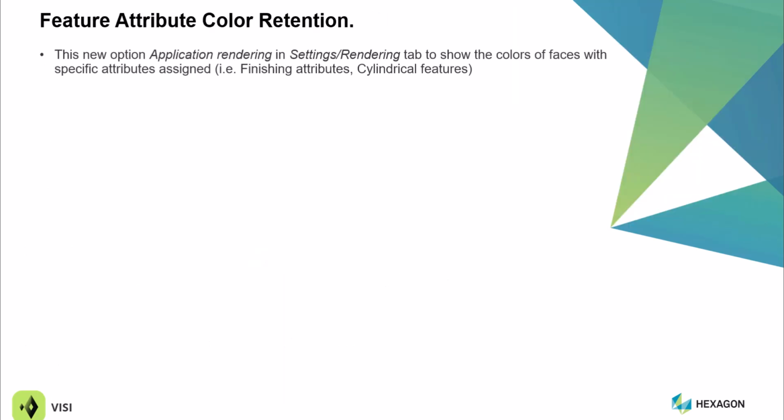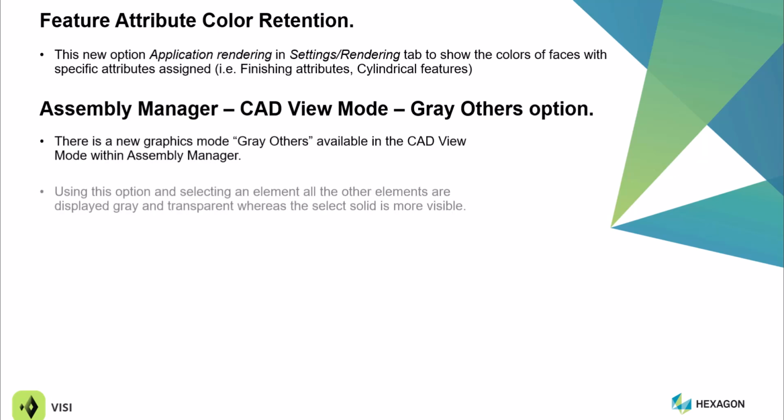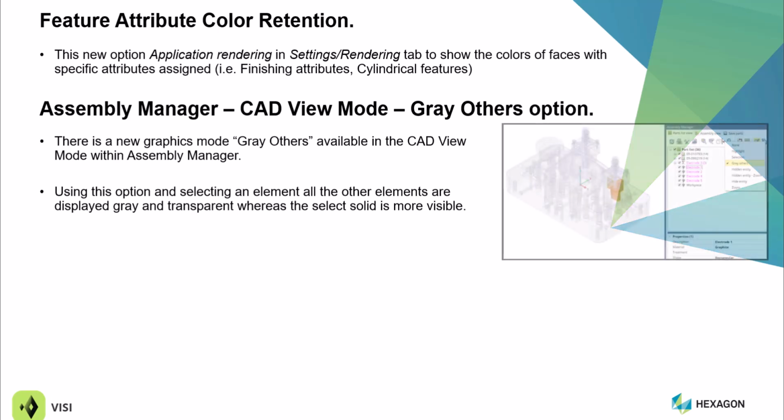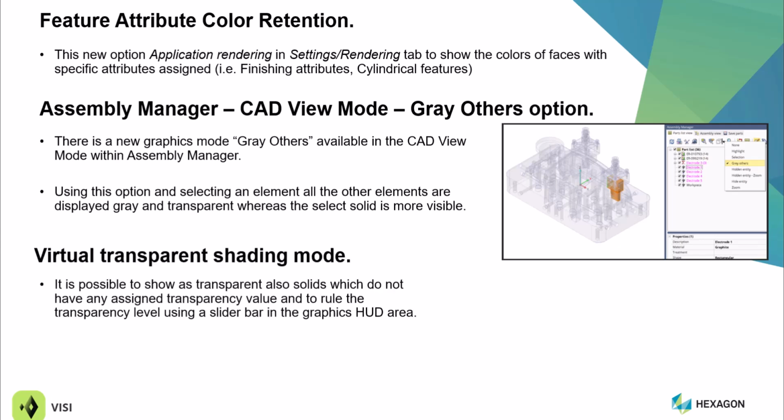So feature attributes and color retention. When you're doing application rendering through the Systems Rendering tab to show face colors, it is now possible to show finishing attributes and cylindrical faces and toggle those options on and off. Within the Assembly Manager CAD view mode, there's a new option called Gray Others. This option allows you to gray out everything except for whatever's selected. This is useful for being able to select objects and be able to see specifically the objects that you are visibly selecting. You also have the ability to do virtual transparency shading modes.